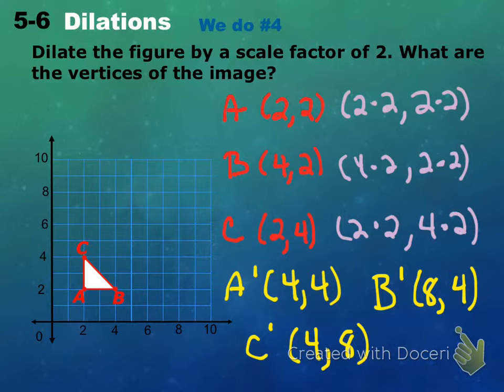So these are going to be our new points that we're going to plot on here to draw our dilation. So I've got a point at (4, 4), (8, 4), and (4, 8). Now I can connect those, and that is going to be my dilated shape with A prime, B prime, and C prime.